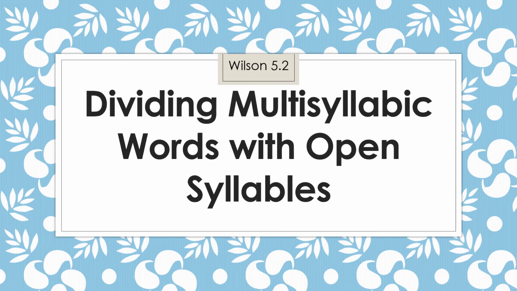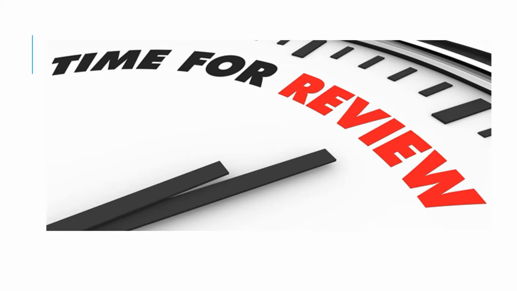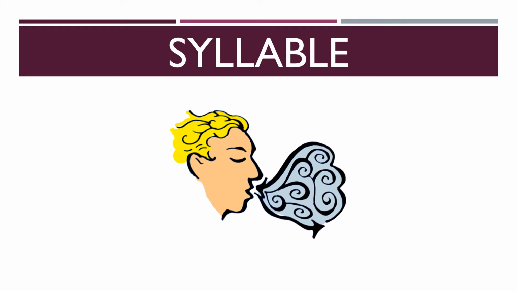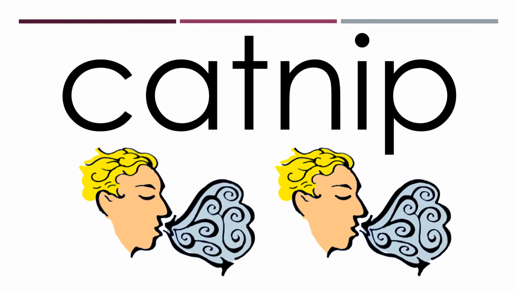Today, we're going to learn about how to divide multisyllabic words with open syllables. Before we learn about these new rules for syllable division, we need to review. A syllable is a part of a word that can be pushed out in one breath. When you say a multisyllabic word, your mouth opens for each syllable.